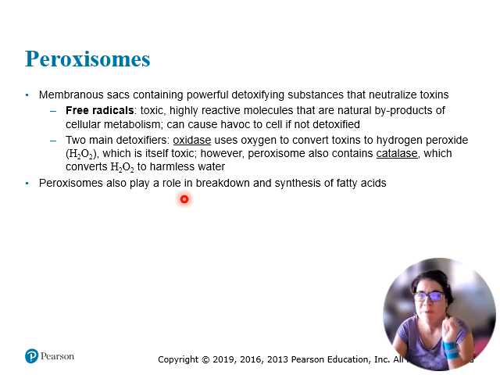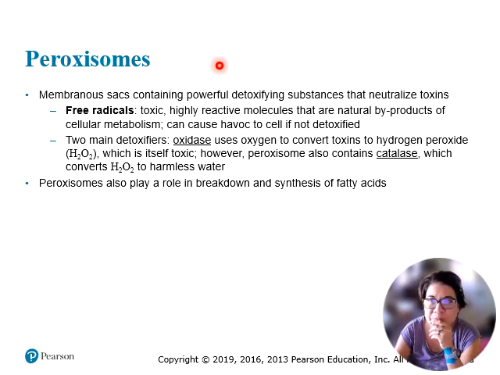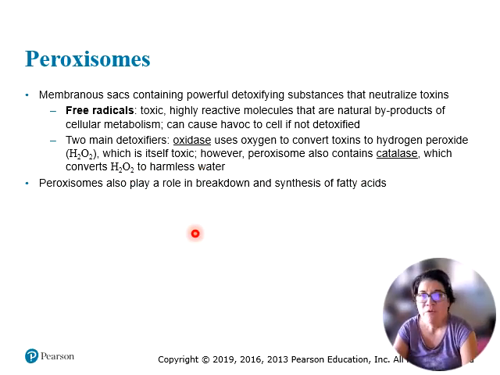Okay, peroxisomes are special little sacs. They have detoxifying substances in there, so you can think of hydrogen peroxide, which is a type of peroxide that's in them. One thing that needs to be taken care of in a cell is free radicals. They are toxic, and so the peroxisomes can break them down so they don't harm the cell. And they have oxidase, which is an enzyme, and catalase, which is another enzyme that converts hydrogen peroxide into water. So those are just going to help you clean up your cell and get rid of the toxic stuff.